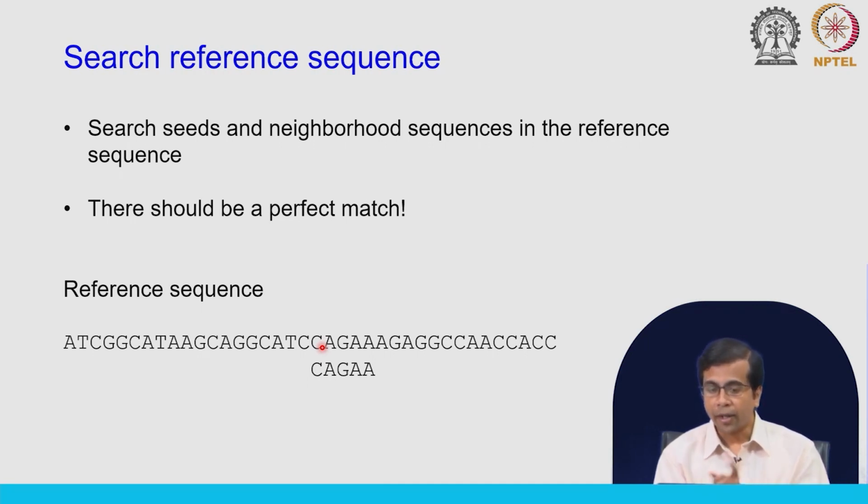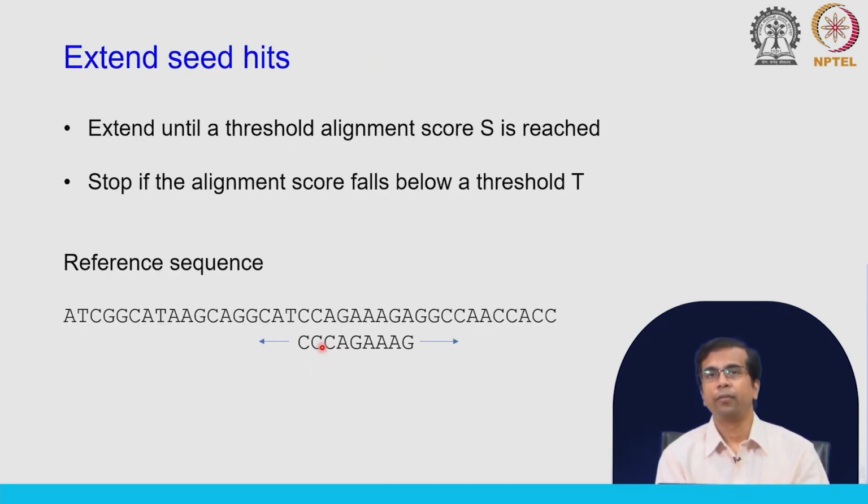Once we find this match, we extend in both directions, and we extend until we cross this alignment score S. If we cross this threshold score S, then we say we have found a match, we have mapped a read, and then we stop. When do we stop?